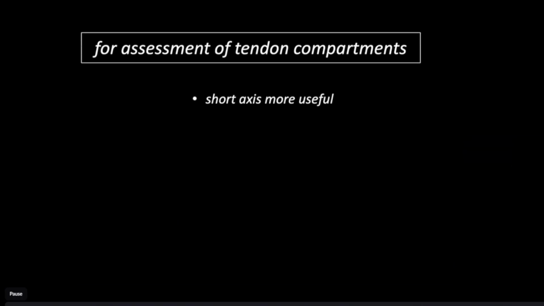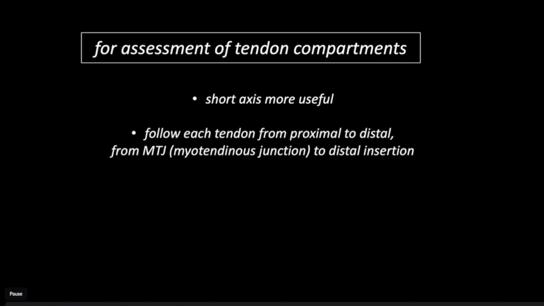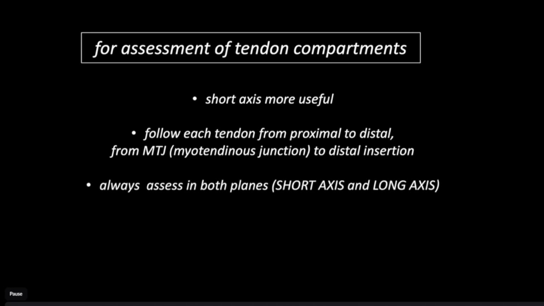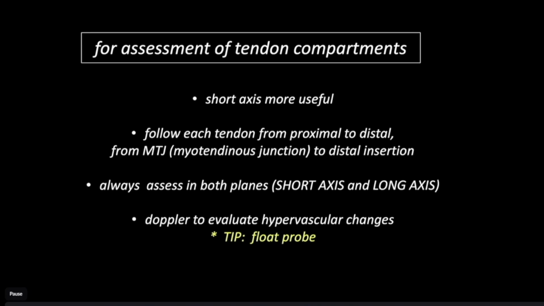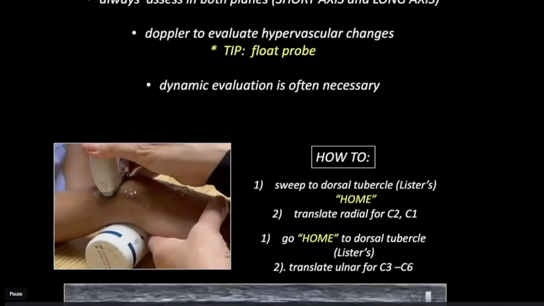For assessing these tendon compartments, short axis is the most useful approach. You're going to follow each tendon from proximal to distal, from the MTJ to the distal insertion, and always look in short and long. Use Doppler, float the probe, and many times you'll need to use dynamic maneuvers.